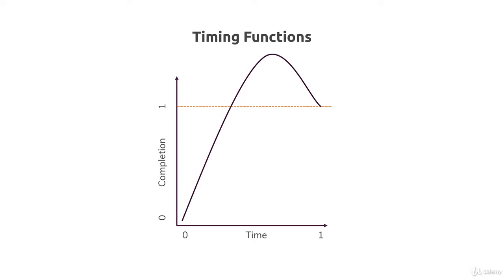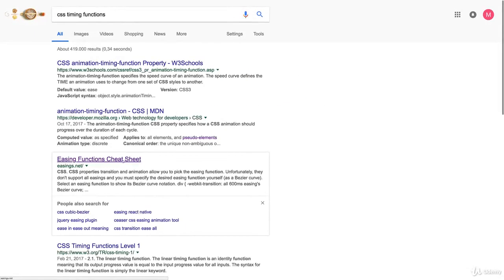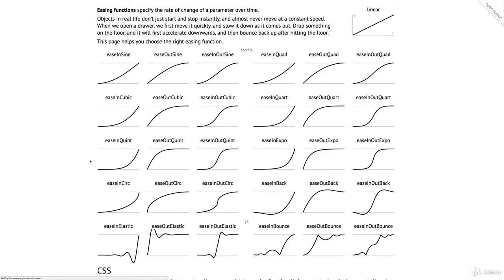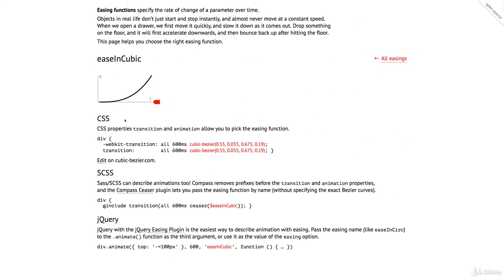Now regarding the transition timing functions, if you Google for CSS timing functions, you'll find a really helpful site, Easing Functions cheat sheet, easings.net, and there you find a lot of values or timing functions, and if you hover over them, there's also a demo animation playing showing you how this actually will look like. So for example, this one, ease in cubic, starts really slow and finishes fast. If you click on one of them, it also shows you a code for this.